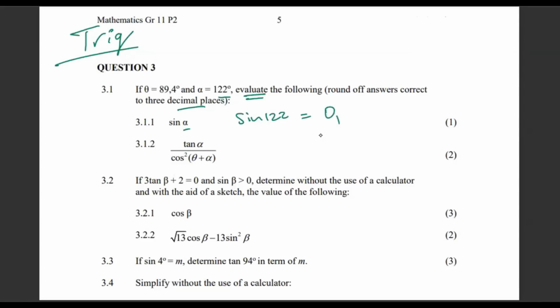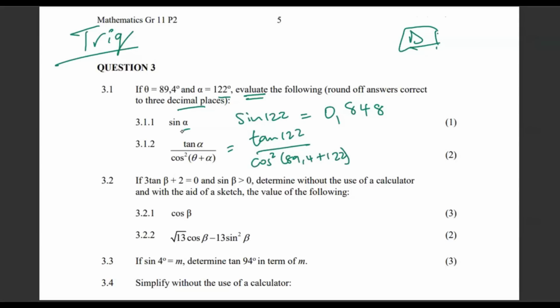So that's going to be 0,848. Remember, your calculator needs to be in degrees. It needs to be set in degrees. Okay. Then 2, we have the tan of alpha. So it's going to be the tan of 122 over the cos squared of 89,4 plus 122.